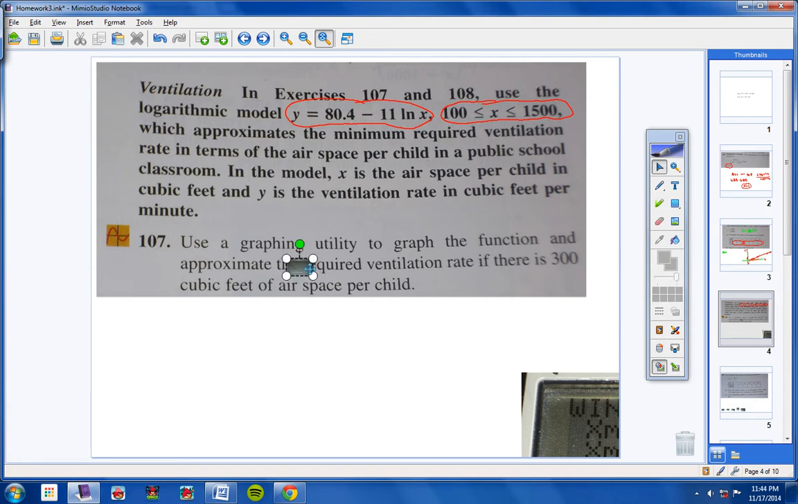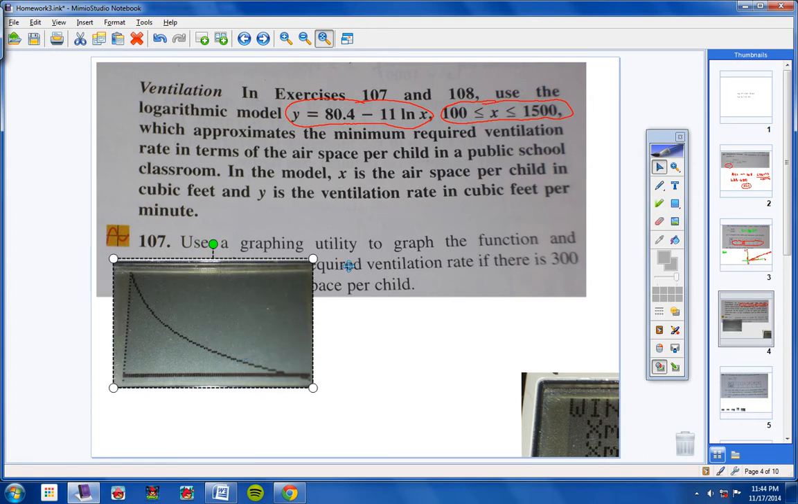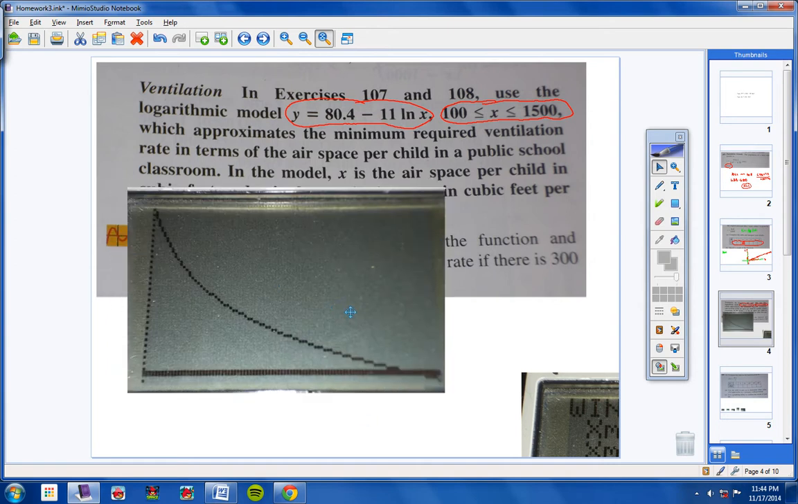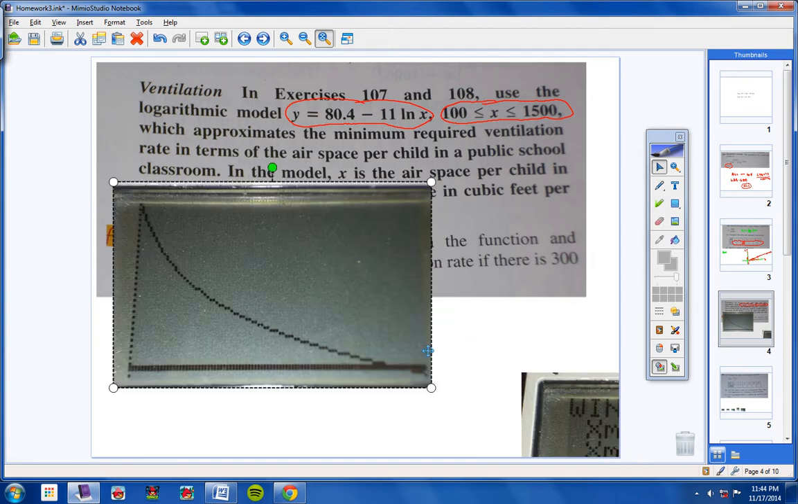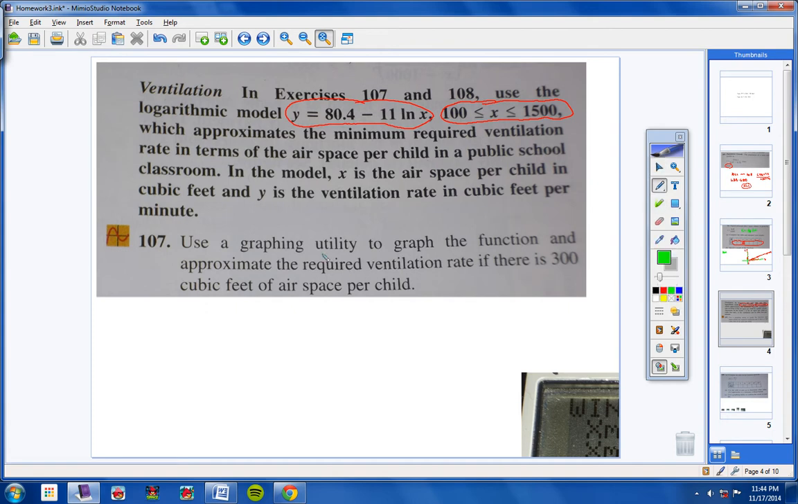And so what we're learning here, guys, is how to fill out our windows properly based on the information that's given to us, okay? So there we go. The graph should look something like that, hopefully, okay? All right, now let's continue on. Now, we did what we were told to do. We graphed the function. Now, they want us to approximate the ventilation needed if there's 300 cubic feet of airspace per child.